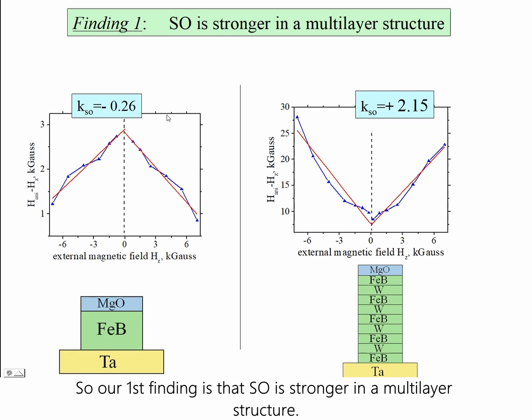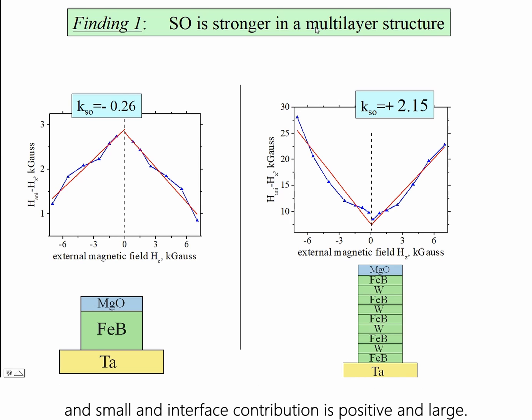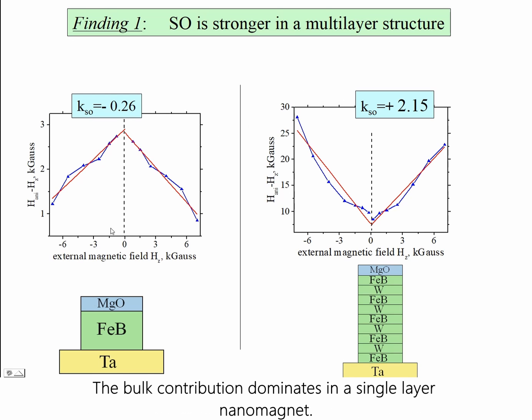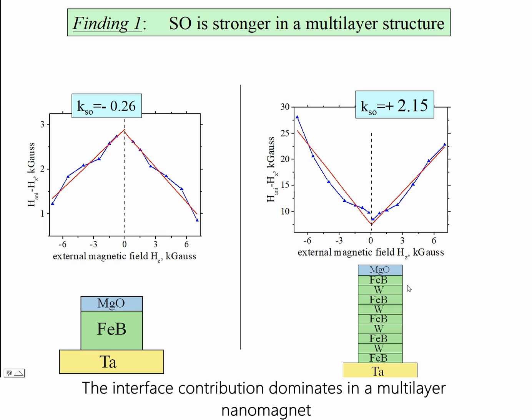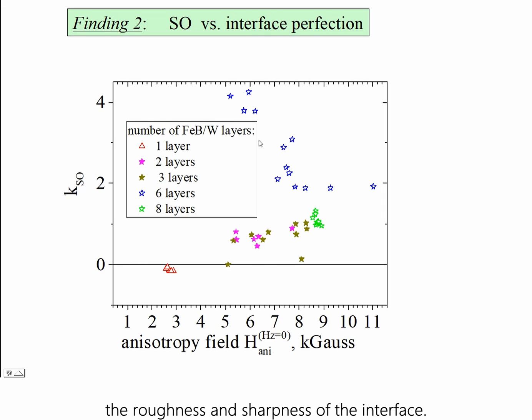So our first finding is that spin-orbit interaction is stronger in multi-layer structure. It means the contribution of bulk of iron-boron nanomagnet to spin-orbit interaction is negative and small, and interface contribution is positive and large. The bulk contribution dominates in single-layer nanomagnet. The interface contribution dominates in multi-layer nanomagnet. The second finding is the strength of spin-orbit interaction substantially depends on the roughness and sharpness of interface.